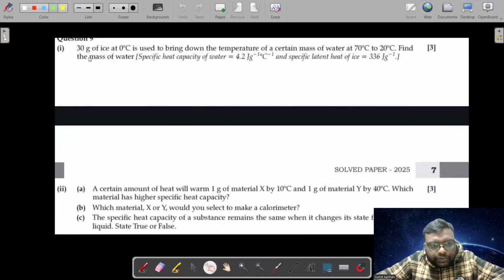First problem, just see. 30 gram of ice at 0 degrees Celsius is used to bring down the temperature of a certain mass of water at 70 degrees Celsius to 20 degrees Celsius. Find the mass of water. Specific heat capacity of water is given, and it is 4.2 joule per gram per degree Celsius, and specific latent heat of ice is 336 joule per gram. So we'll proceed for the solution.